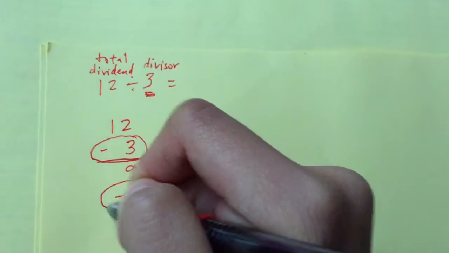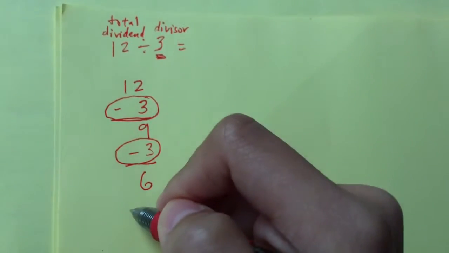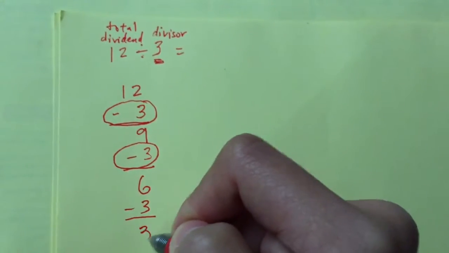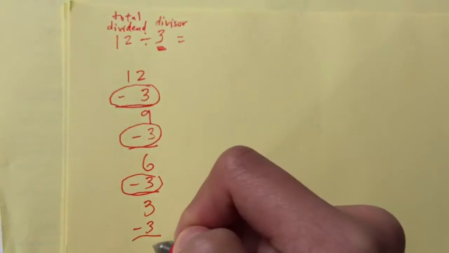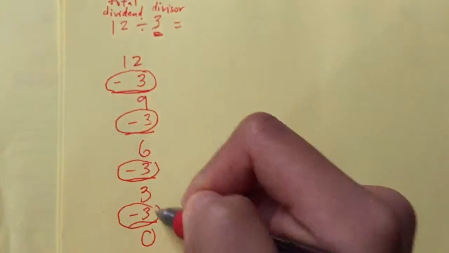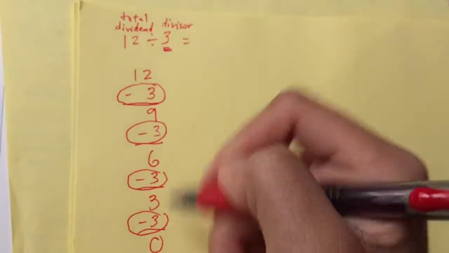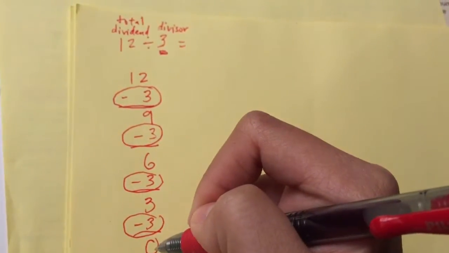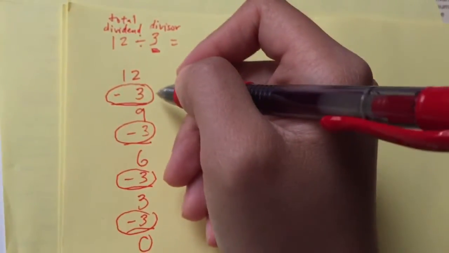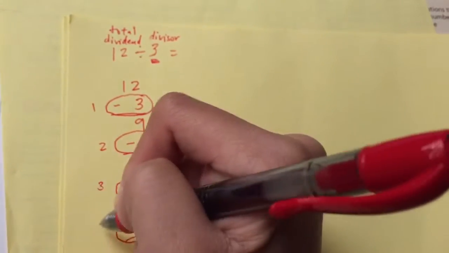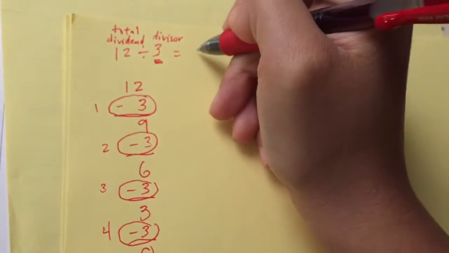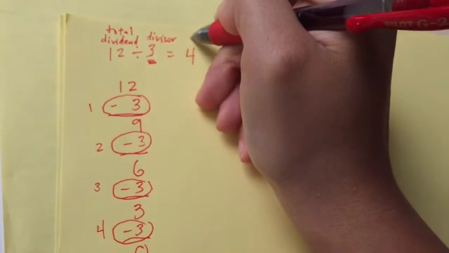9 minus 3 is now 6. You subtracted 3 2 times. 6 minus 3 is 3. You subtracted 3 3 times. 3 minus 3 is 0. And now you have no more to subtract. You want to keep going until either you have 0 or you have a number less than 3, and that will be your remainder. So how many times did you subtract 3? You subtracted it 1, 2, 3, 4 times. So your answer, or quotient, is 4.